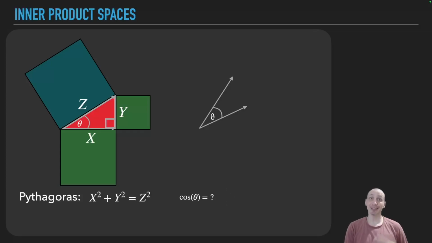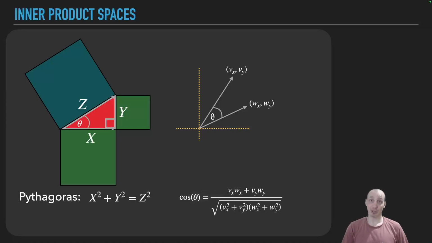And luckily for us, there is a way to write cosine of theta in a simple way. So we should think about this angle as inside the two-dimensional plane. And if we name the vectors by v and w, then cosine of theta is actually this weird expression. It is vx times wx plus vy times wy, everything divided by the square root of the sum of squares of the vx and vy, and the sum of squares of the wx and wy. Right, so we have this weird expression, which by no means is trivial.